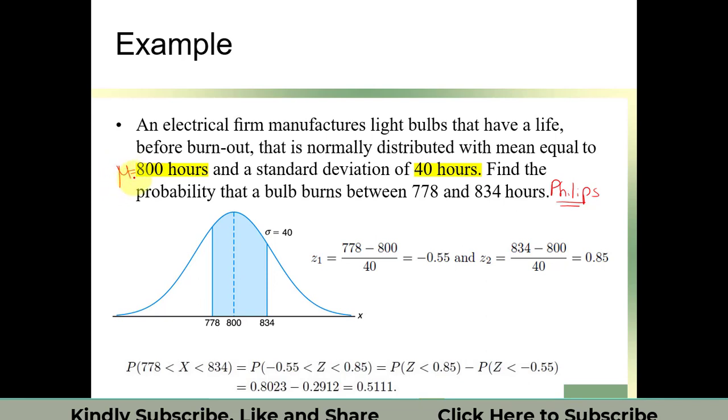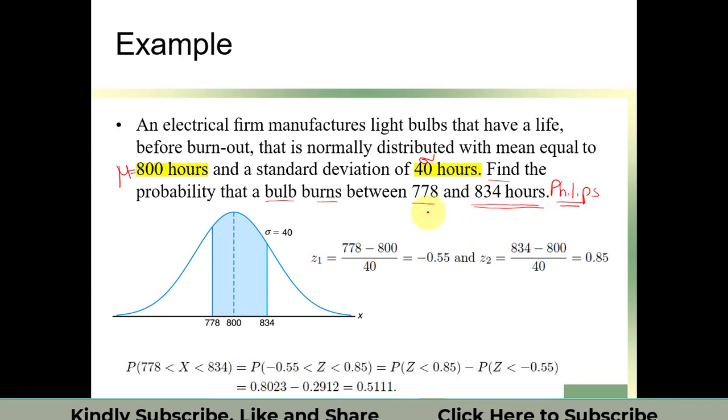So mu is equal to 800 hours and a standard deviation of 40 hours means that the bulb they are manufacturing may have a life of 840 on the maximum side and 760 on the minimum side. Then the manager asks: what is the probability that the bulb burns between 778 and 834 hours? In simple words, calculate the probability that the bulb has a life of at least 778 hours and a maximum of 834 hours.